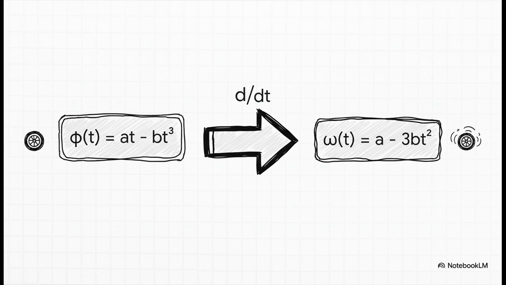To figure out anything about its motion, we need its velocity. So we've got to take the derivative of phi with respect to time. The derivative of at is super simple, just a. And for minus bt cubed, we just use the power rule. The 3 comes down, multiplies, and the power drops to 2. Boom, minus 3bt squared. And just like that, we have our equation for angular velocity at any time t.